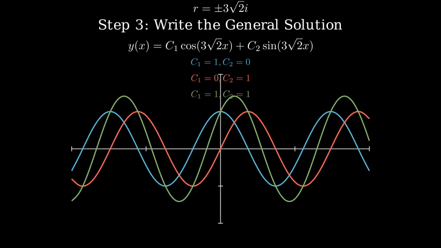The blue curve shows when c1 equals 1 and c2 equals 0, giving us just the cosine term. The red curve shows when c1 equals 0 and c2 equals 1, giving us just the sine term. And the green curve shows when c1 equals 1 and c2 equals 1, giving us the sum of both terms.